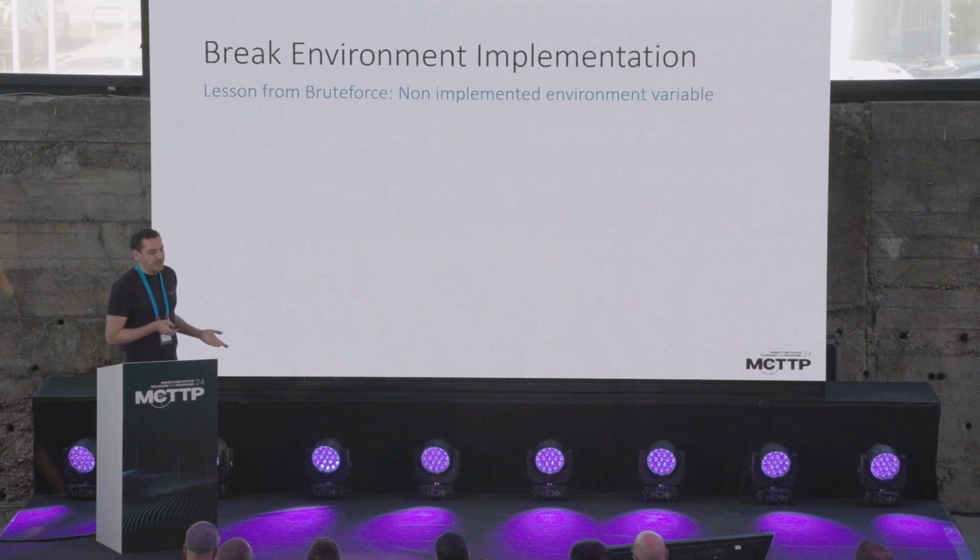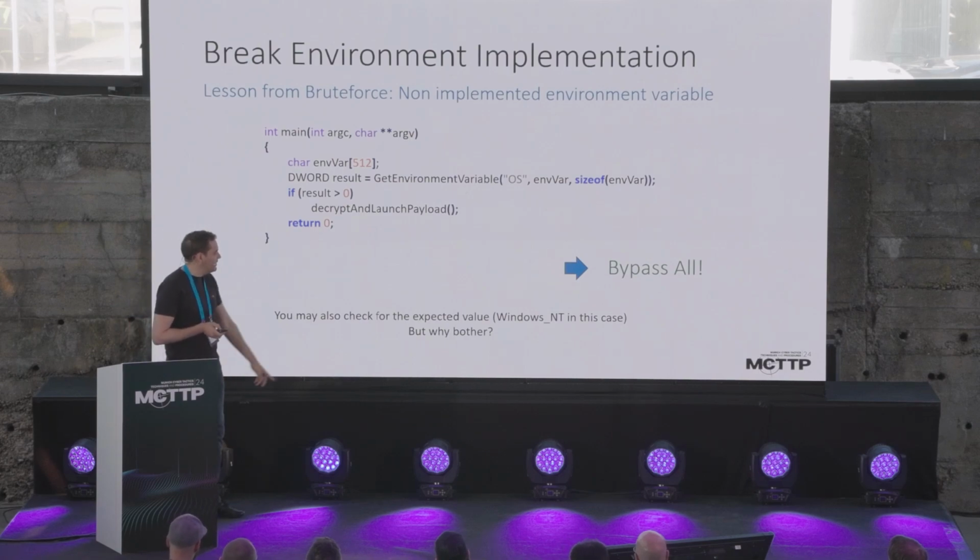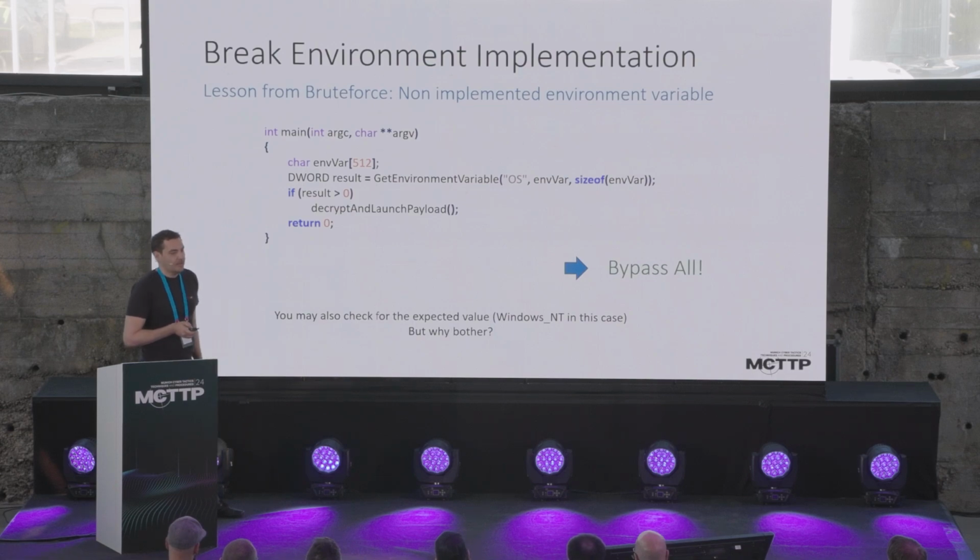I can also check for a non-implemented environment variable. So here's an example of how to do that. I look for the OS environment variable, whose normal value is Windows NT. This works on Defender because OS is not even implemented, so I don't even have to check against the expected value.